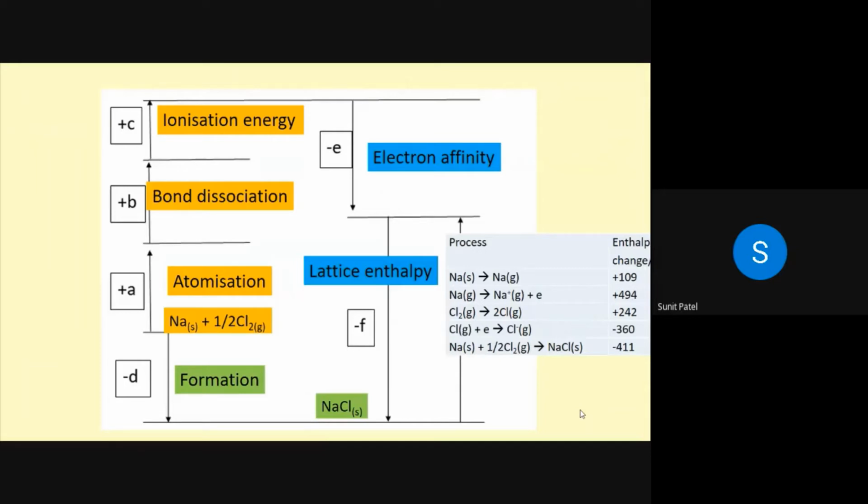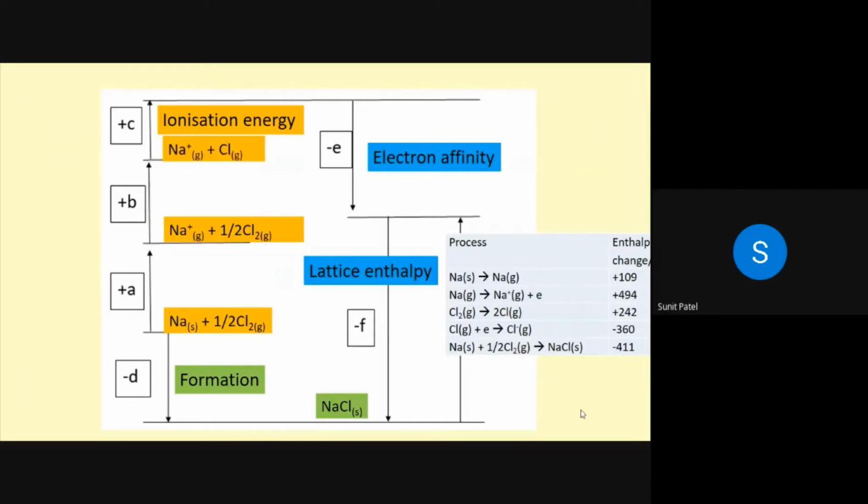So we're going to atomize the sodium atoms, turn them into gas. There we go. Oops. And then we're going to use bond dissociation, that's for the chlorine. I've made a little error here. That shouldn't be a positive. That should still be a gas. And that should still be gas because we haven't ionized it yet. And I've left that there on purpose to see if you spotted it.